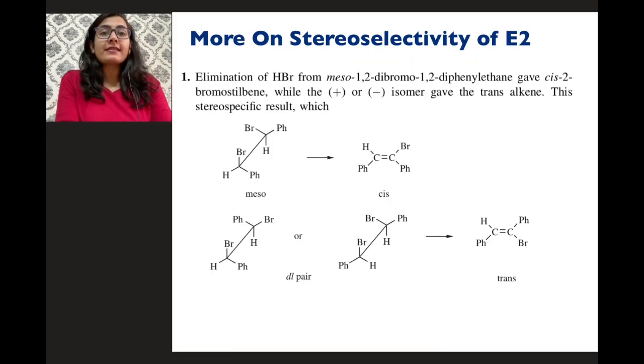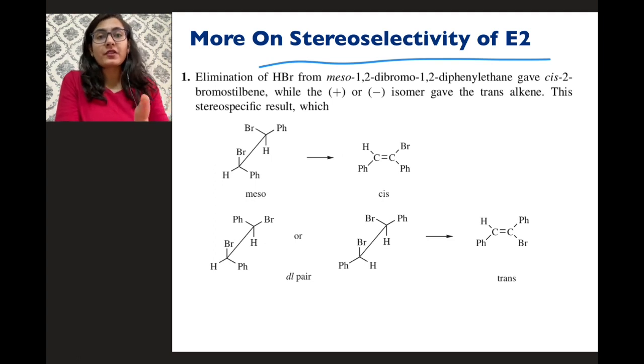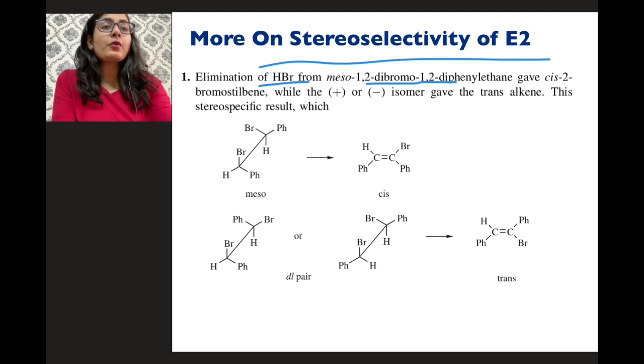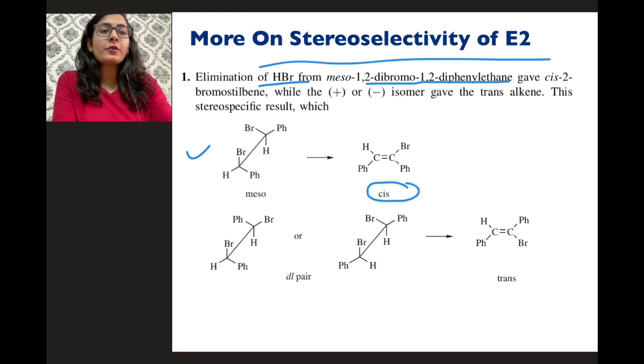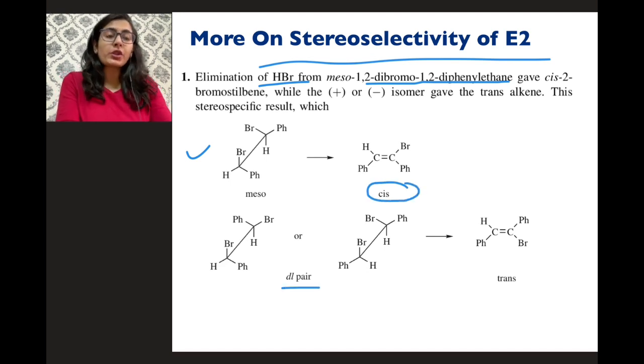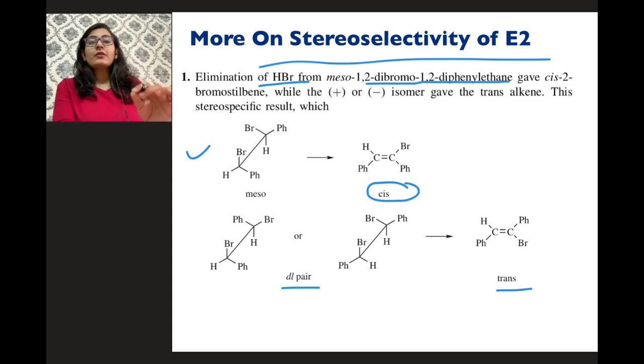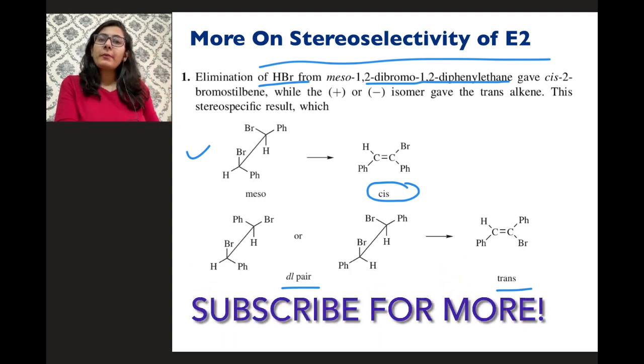Now guys, this example that I have put up over here is to determine the stereoselectivity of the E2 reaction, and I would say the stereospecificity of the E2 reaction. This example is taken from Jerry March. All right. You see, elimination of HBr from meso 1,2-dibromo-1,2-diphenylethane. This particular compound, the meso form, gives you a cis isomer, and the DL pair will both give you the trans isomer. This will always happen. Always the meso compound will give you cis.